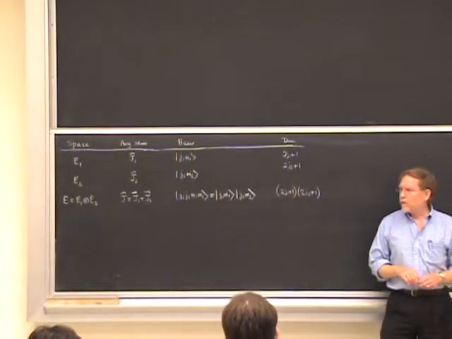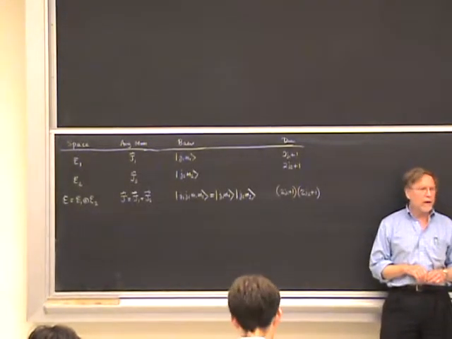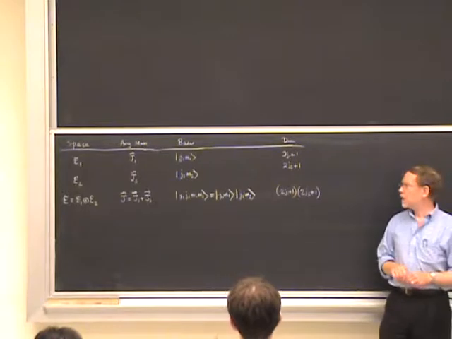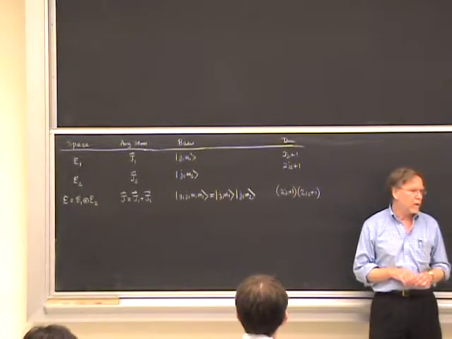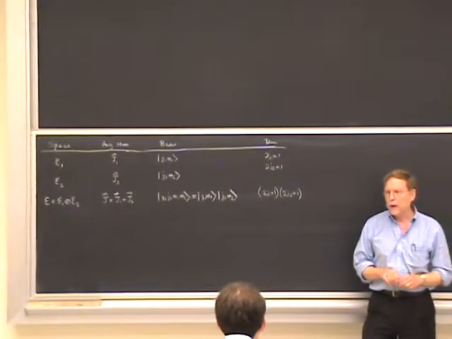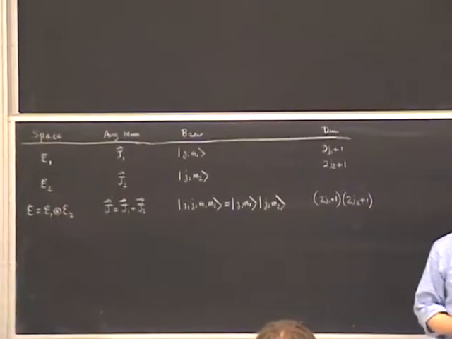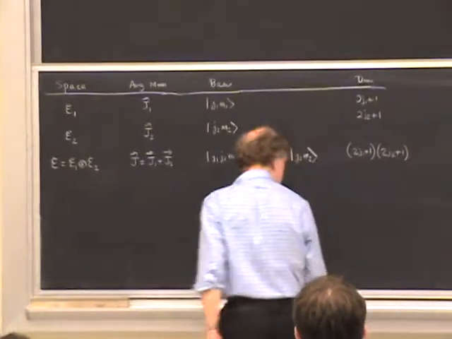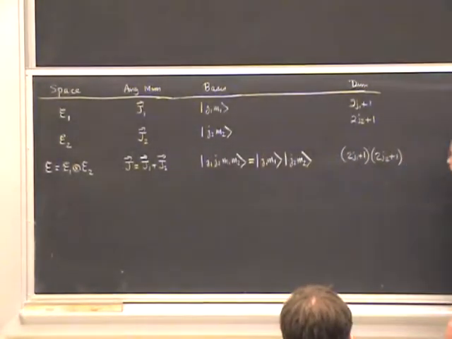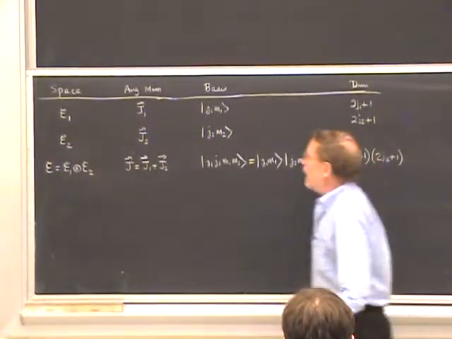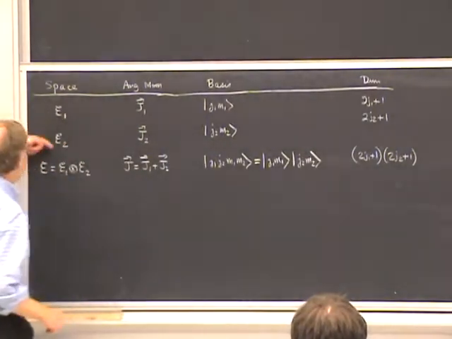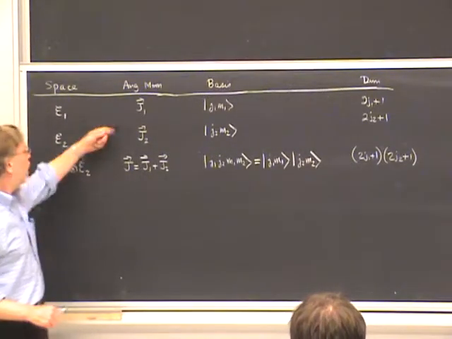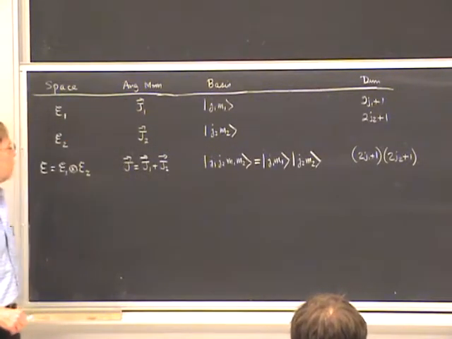Today we want to begin with the problem of addition of angular momenta, such as arises in the coupling of the spin and orbital angular momentum for an electron in a hydrogen atom through the spin-orbit interaction, as I described last time. So the context I'm going to use here is rather general, in which we have two spaces, E1 and E2, upon which angular momentum vectors are defined, J1 and J2.